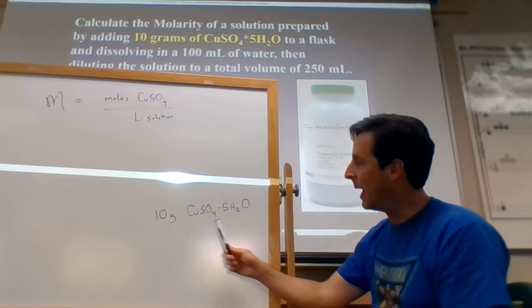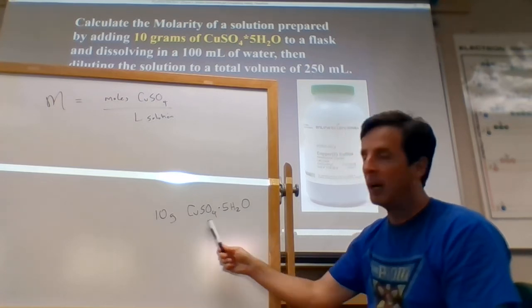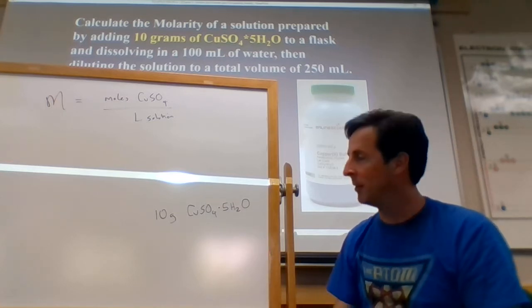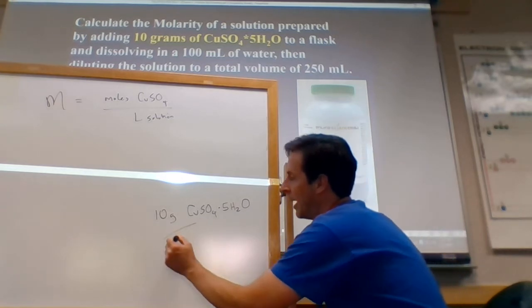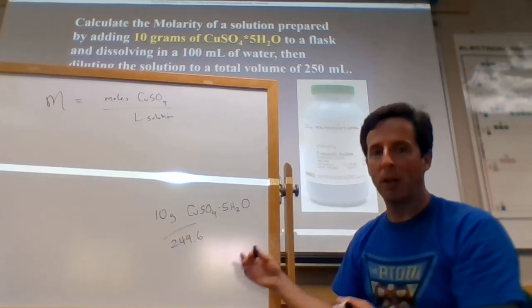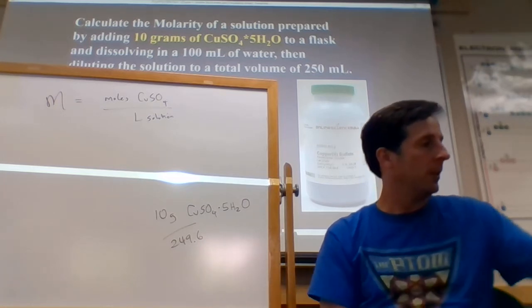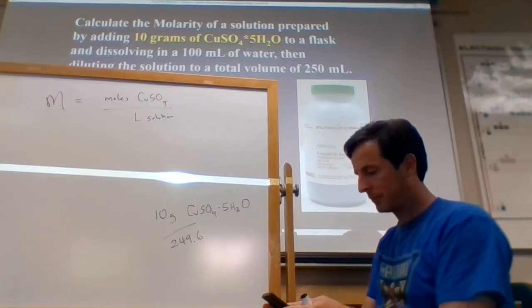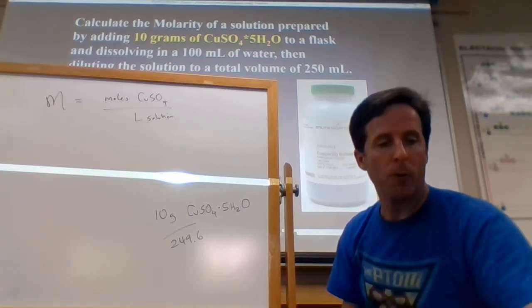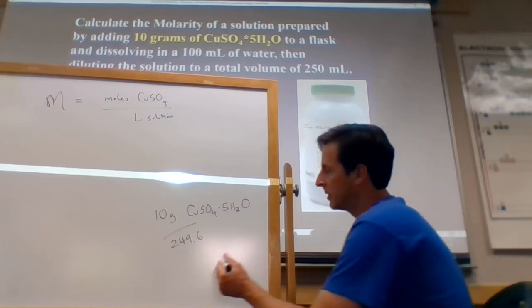Okay, so if you add up the molecular weight of this compound, I just happen to remember that it's 249.6. So I'm going to do 10 grams divided by 249.6. That's the molecular weight of this compound. If I do that, I get 0.04006.